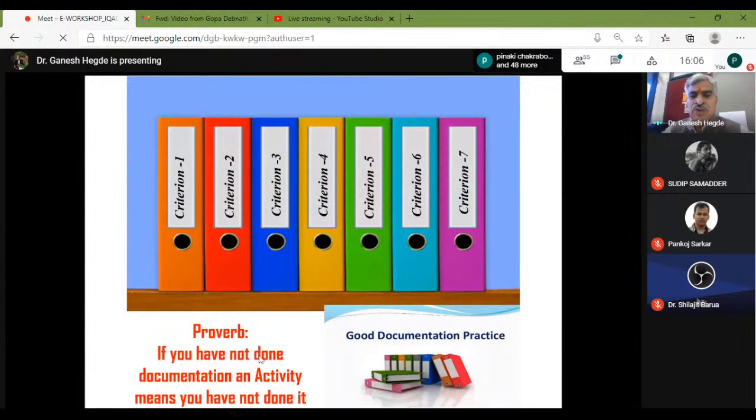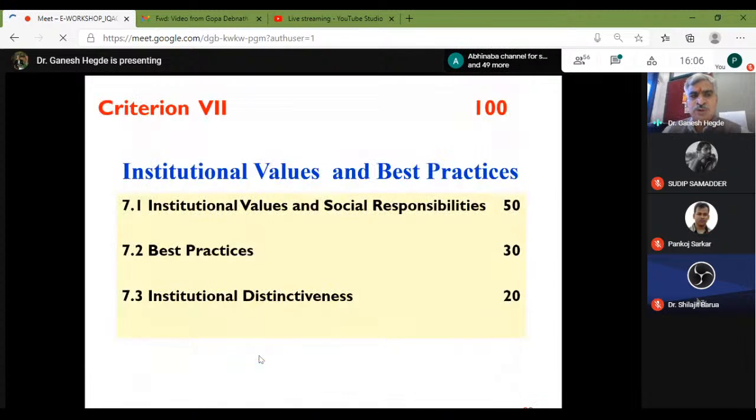This is the way you can create your own file so that all the documentary evidences which you would like to show to the NAAC, you can create. One is the hard copy, another is the digital one. So you can create your own PDF, your own JPEG, your own photocopy of that one, so that easily accessible and easily retrievable data you have to do. What the proverb says, if you have not done the documentation, that means an activity you have not conducted. So good documentation practice is more important.